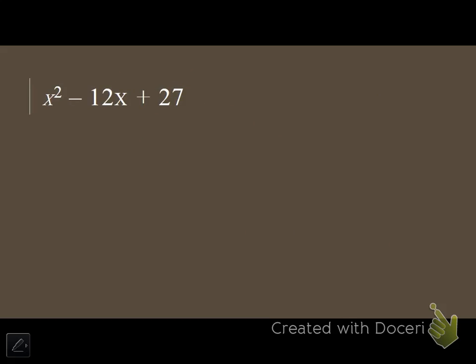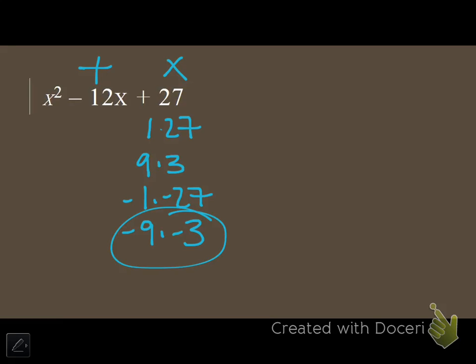Okay, I recommend pausing the video again and trying it yourself. So things that multiply to give me 27, but add to get me negative 12. Well, we got 1 times 27, 9 times 3. Then we got negative 1 times negative 27, and negative 9 times negative 3. So do any of these add to get me negative 12? This one does. So x minus 9, x minus 3, and then you would go ahead and check your answer. So just remember, if it's a plus sign in the back and a minus sign in the front, it's going to be a minus minus.